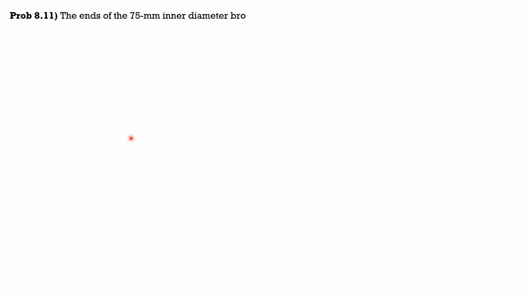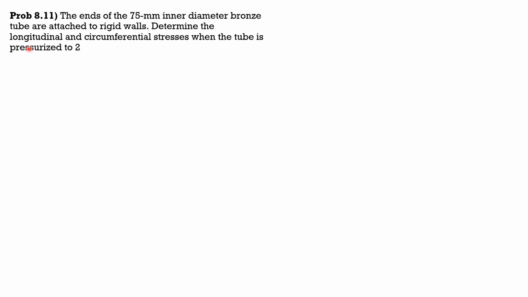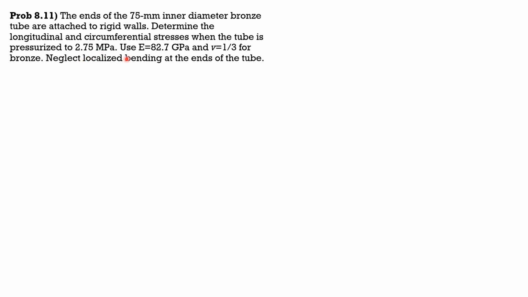The ends of the 75 millimeter inner diameter bronze tube are attached to rigid walls. Determine the longitudinal and circumferential stresses when the tube is pressurized to 2.75 megapascals. Use modulus of elasticity of 82.7 gigapascals and Poisson's ratio of 1/3 for bronze. Neglect localized bending at the ends of the tube.